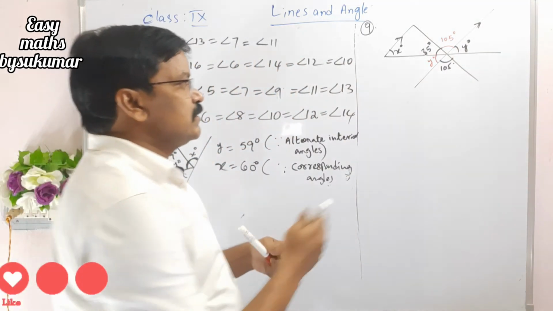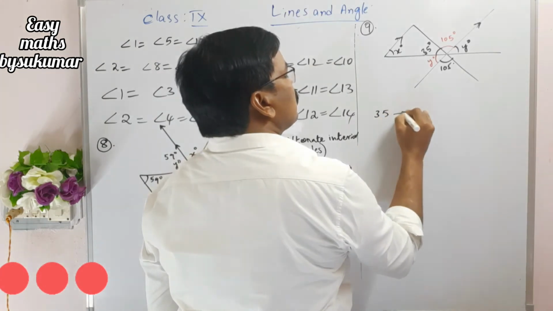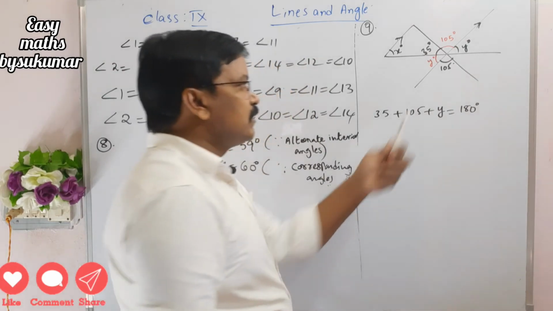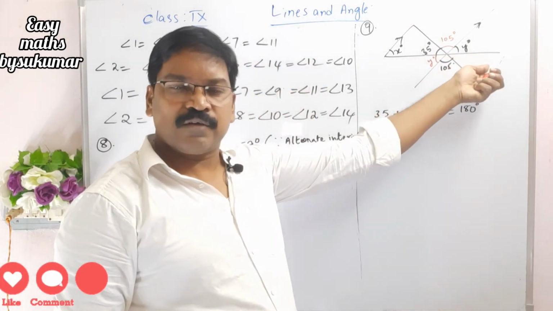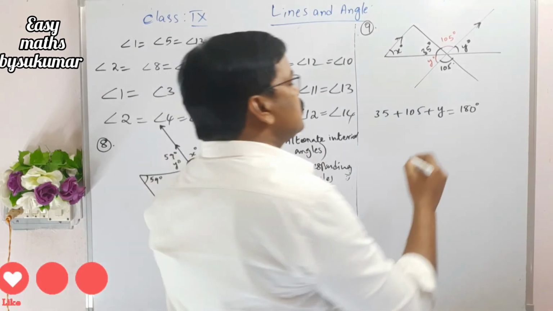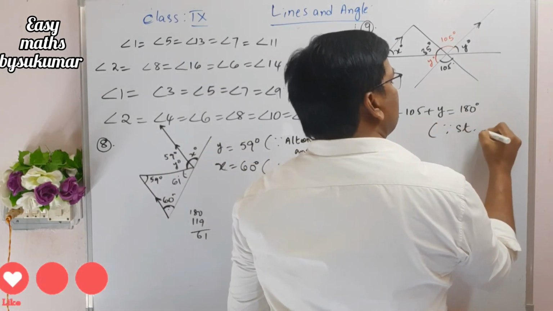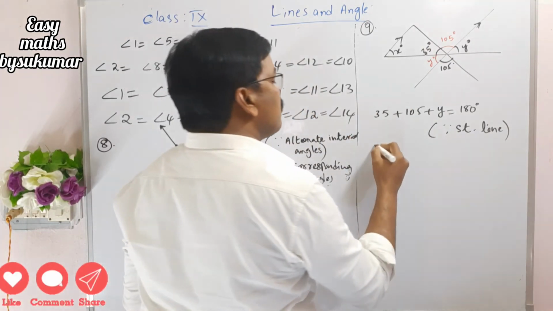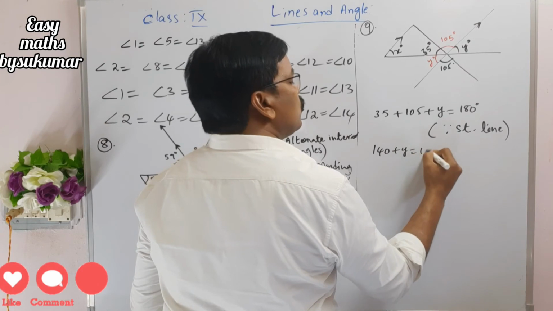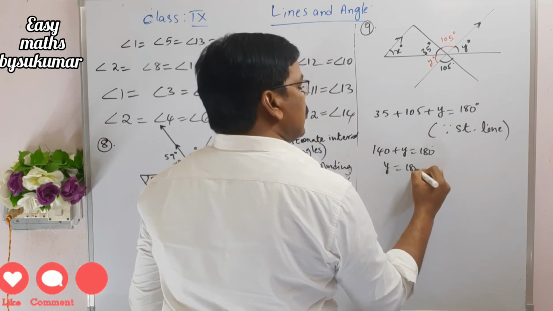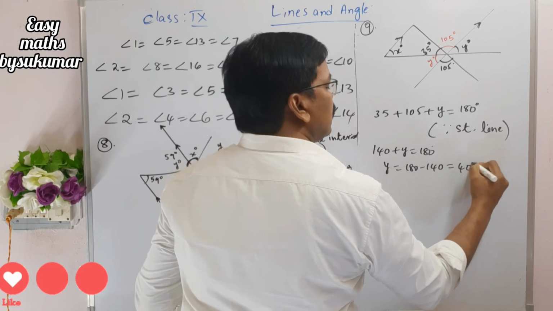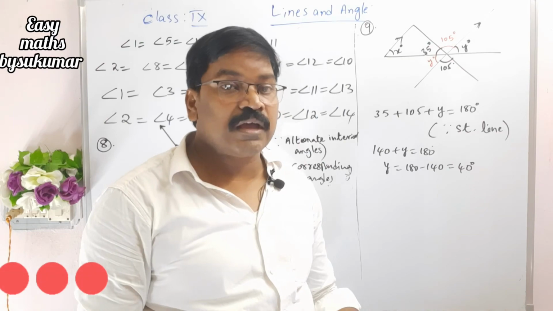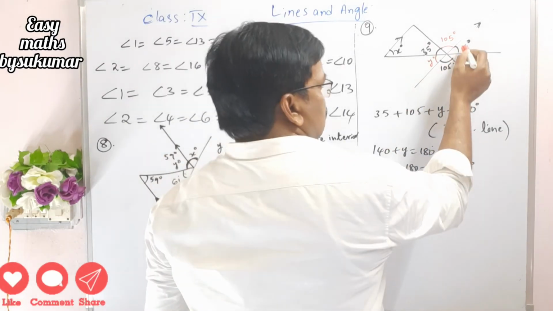Now, my dear students, this 35 plus 105 plus y is equal to 180 degrees. 35 plus 105 plus y is equal to 180. Why? It forms a straight line. Okay. Now 35 plus 105 is 140 plus y is equal to 180. So y is equal to 180 minus 140, that is equal to 40 degrees. So we already found the value of y. What is the value of y? 40 degrees. Okay. So this is 40 degrees.